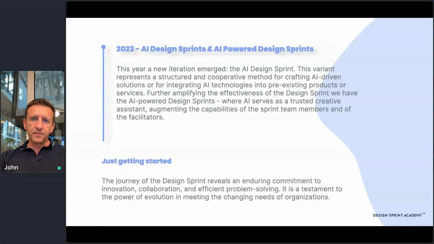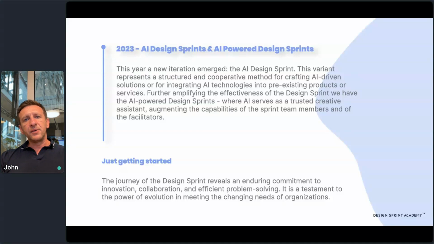We think design sprints are a very effective process, and I think design sprints are here to stay. So whatever comes, they're still going to remain a very efficient process for collaboration, for innovation, for problem solving, and we're sure it can adapt to everything that comes.